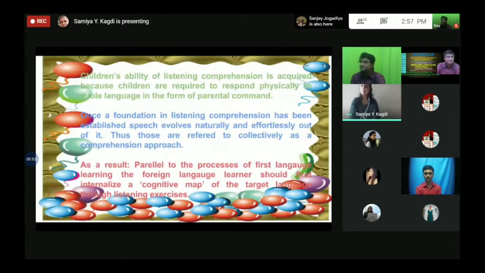prospects. As a result, what is happening parallel to the processes of first language learning, the foreign language learner should first internalize the cognitive map of the target language. So here, adult learning is, we can say, indirectly mentioned. So here we have to formulate a cognitive map, that how we are adaptable to such an environment, or how we can make ourselves adaptable, flexible, or we can adjust ourselves to that particular learning environment, and how we can cultivate or develop such skills which are needed for a particular field. In that way we have to see here.